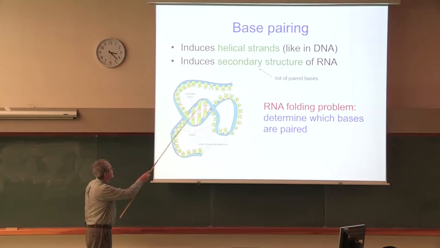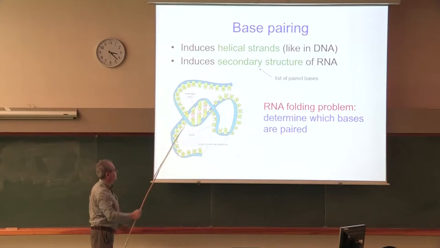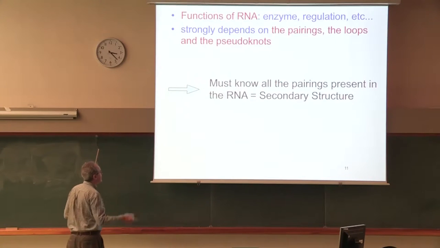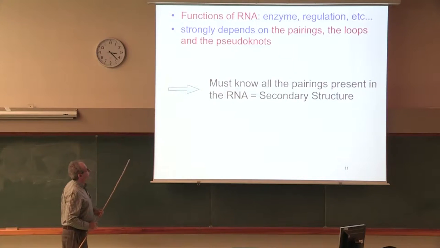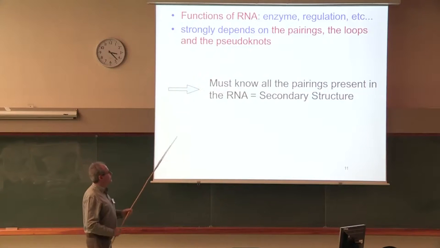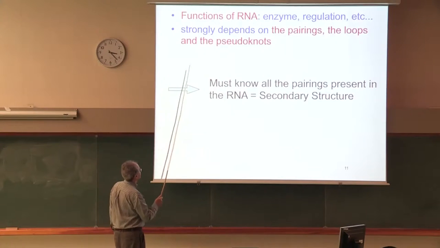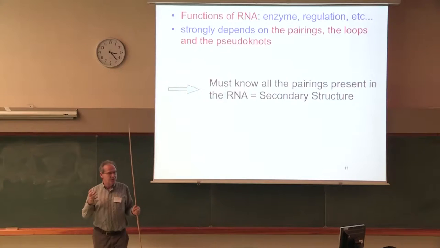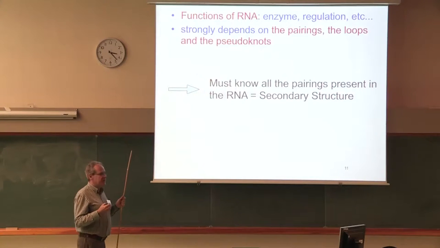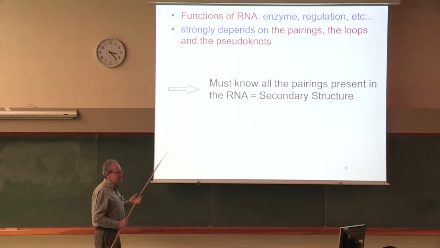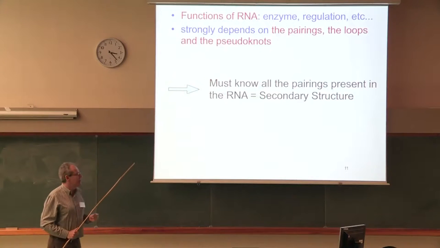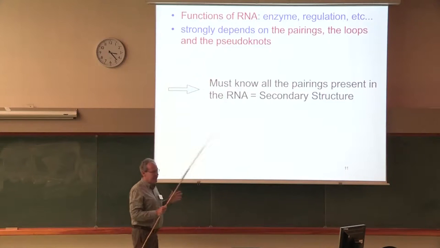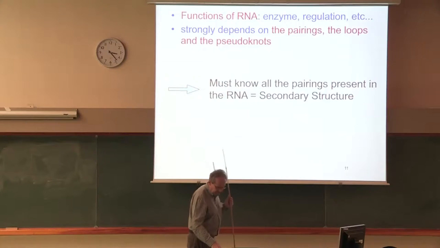So here, for instance, you have this one here, one, two, three, four, etc. What is given is the biological sequence of your RNA, and you want to know the list of pairs. This list of pairs is important because the function of RNA, such as enzyme regulation, strongly depends on the loops and the so-called pseudoknots, which I will define later. These loops are parts of the RNA which are unpaired and which can bind to other molecules, and by binding to these other molecules, they trigger some biology in the cell. So the secondary structure of an RNA is the set of all pairings present in the RNA, and that's what we are looking for.